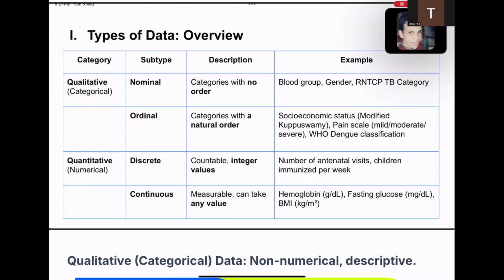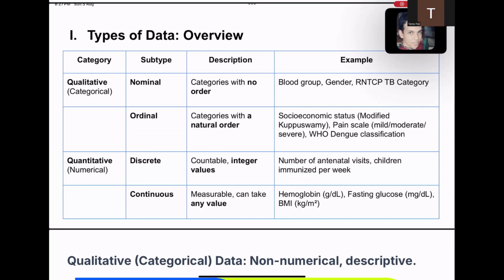As I said previously, in community medicine, everything goes mostly by English nomenclature. So nominal means names, and names have no categories, no order, right? So blood groups A, B, O are examples of nominal data.